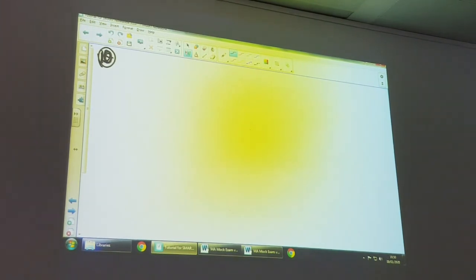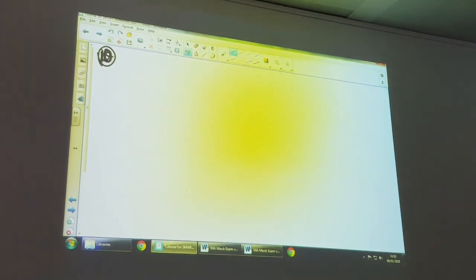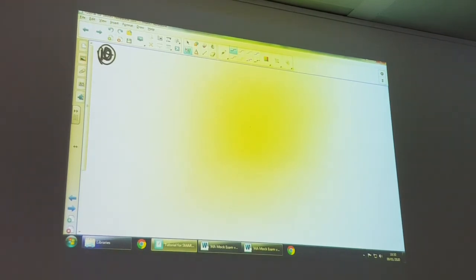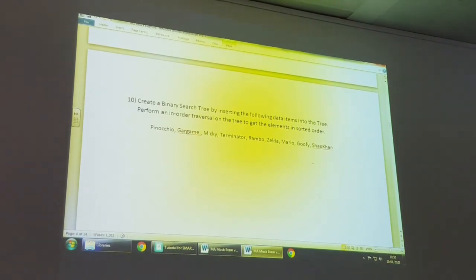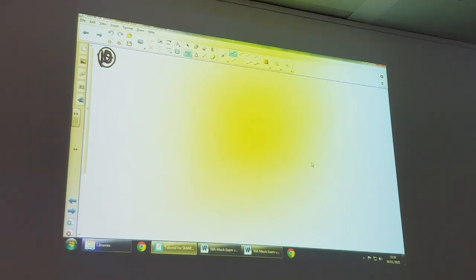All right. What's the paper? A binary tree is constructed by accessing the array from left to right, from index 0 all the way to the end. At the beginning, the first item will always become the root node, in which case, in our question, Pinocchio is going to be the root node. Mind your spelling as well. Of course. Preserve your data, yeah? Don't jumble my data.